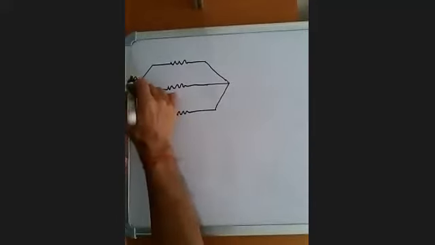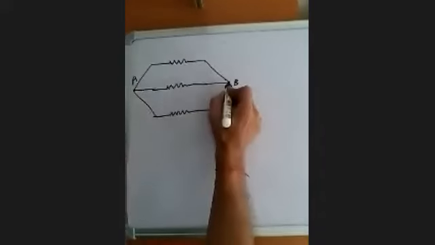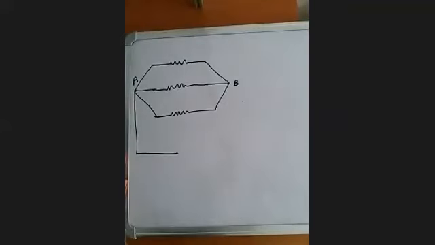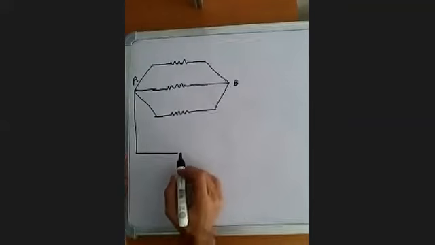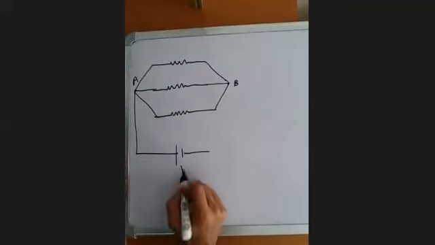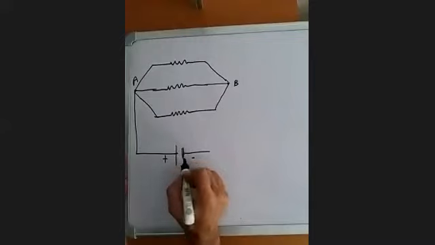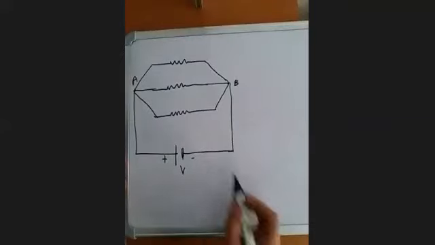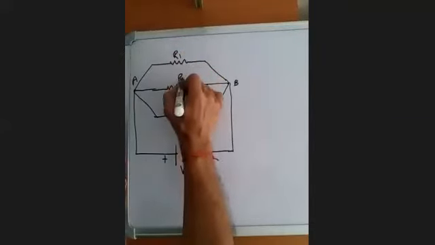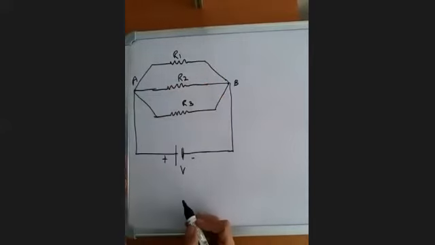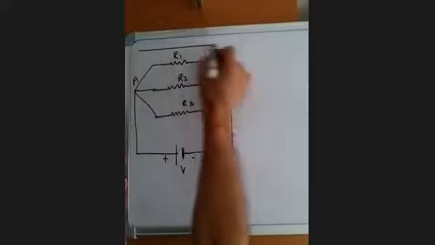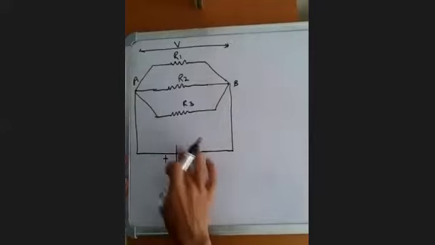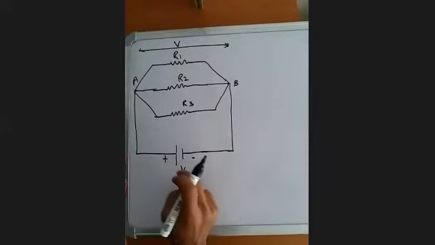So this point is A, this point is B, and this is the potential difference applied across A and B. Okay, so let us call these R1, R2, R3, and the potential difference across A and B and across each of these is also equal to V. Same, जितना यहाँ है उतना ही potential difference इनके across है क्योंकि ये parallel में connected हैं.